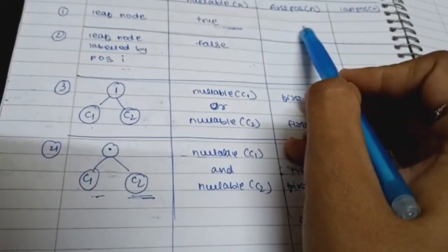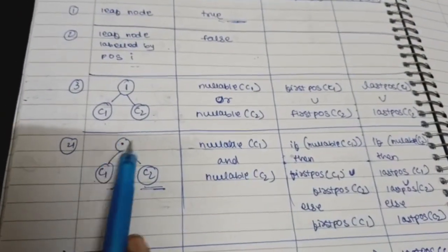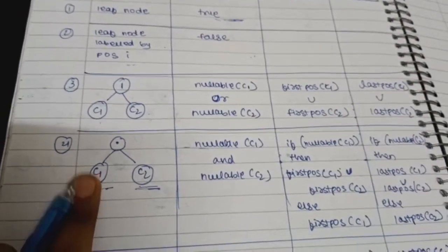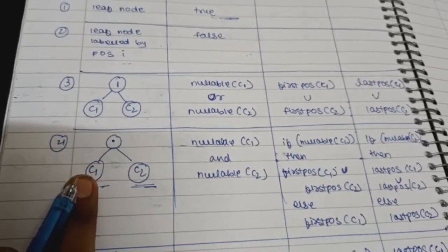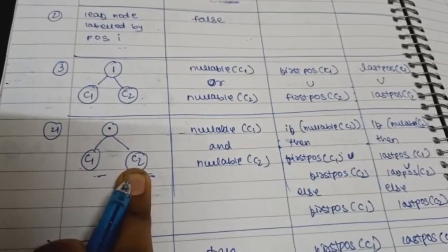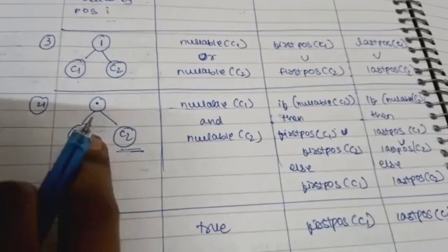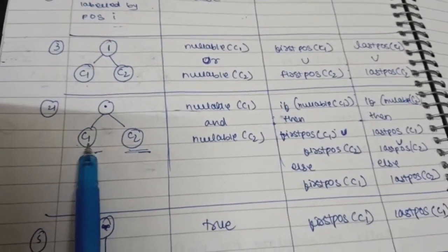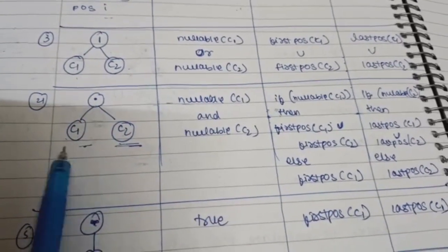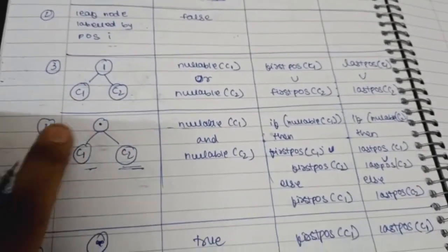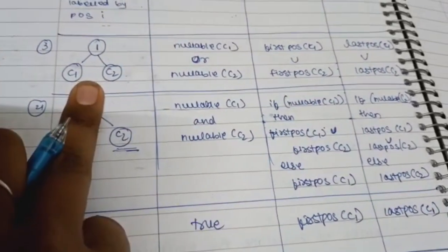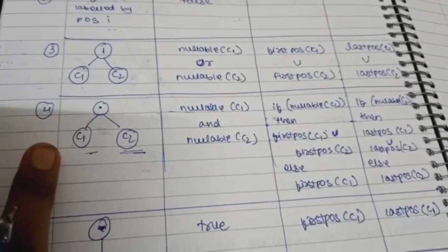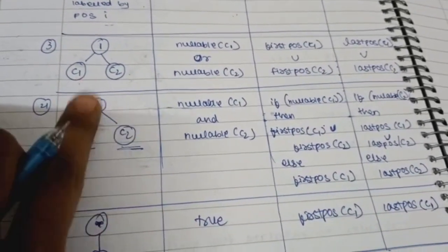Next, the rule for calculating the first position of this dot operator: first we need to check if C1 is nullable or not. If C1 is nullable, then we take the union of first position of C1 and first position of C2. Else, if C1 is not nullable, then the first position of this dot operator will be the first position of C1. Similarly, while finding the last position, if C1 is nullable, then the last position is the union of last position of C1 and last position of C2. Else, the last position of C2 will be the last position of this operator.